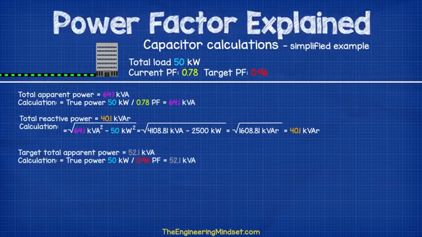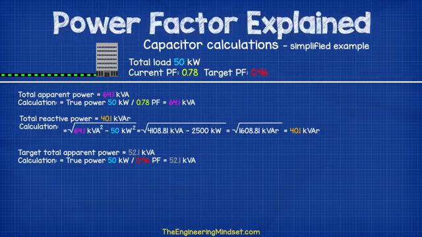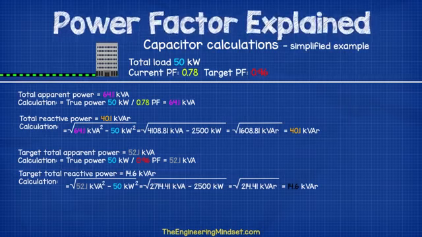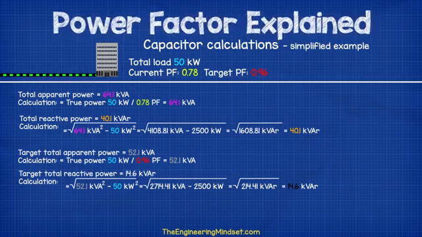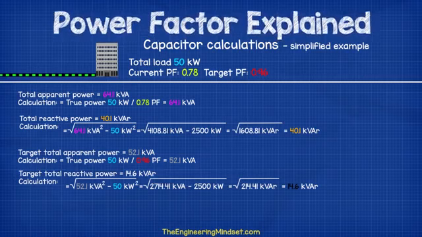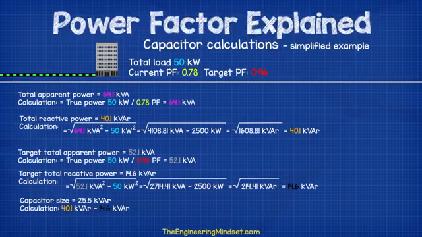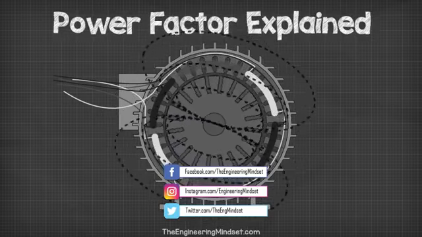Then we calculate what the value should be if we had a power factor of 0.96. So our apparent power should be 52.1 kVA. We find that from 50 kilowatts divided by 0.96 power factor. Then we find our reactive power, which is the square root of the kVA squared minus the kilowatt squared. So the square root of 52.1 kVA squared minus 50 kilowatts squared, which gives us 14.6 kVAr. The capacitor therefore needs to make up the difference between these, so 40.1 kVAr minus 14.6 kVAr, which equals a 25.5 kVAr capacitor.